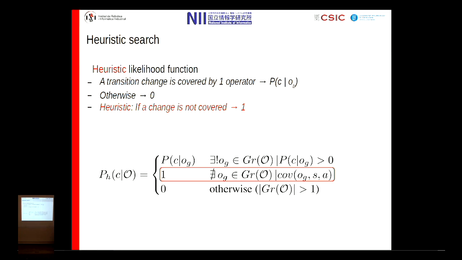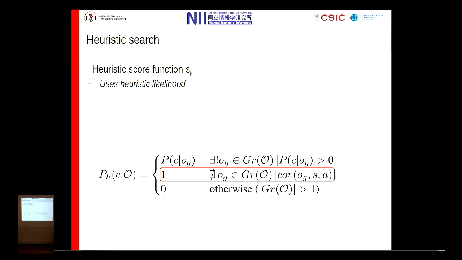And the heuristic likelihood function, in the case where no operator covers a transition change, we obtain the maximum likelihood of 1. And the heuristic score function will use this heuristic likelihood function, and it's an admissible heuristic when we add new operators to this set. So when we add new operators, in the best case, they will cover a previously uncovered change with a likelihood of 1. So it's an admissible heuristic.